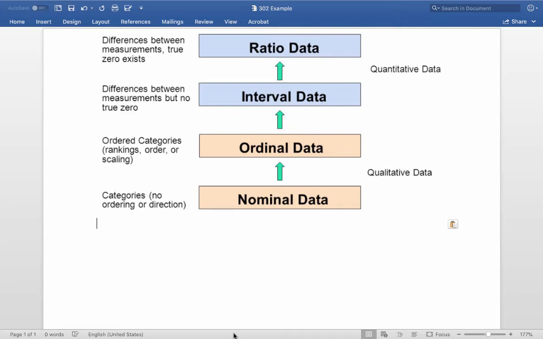So an example would be temperature, right? There's an equal interval between 90 degrees and 95 degrees, or between 80 and 85 degrees, right? IQ would be another interval example, or like an SAT score or something like that.